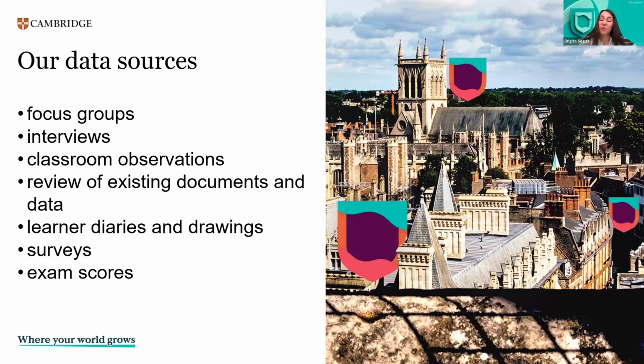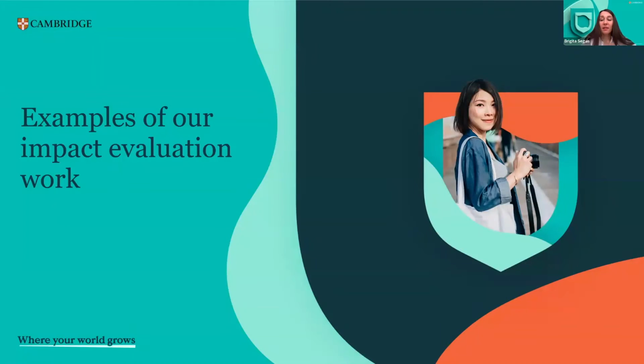With slightly older learners, we might use diaries. So we ask them, you know, what they did, for example, to prepare for a specific exam. Surveys, that's a great and easy way to capture a lot of data that helps us to understand the impact of our products. And finally, exam scores where these are available. So this was very much an introduction as to why and how we measure impact. And I'm going to hand over to Graeme now, who will talk you through some very specific examples.